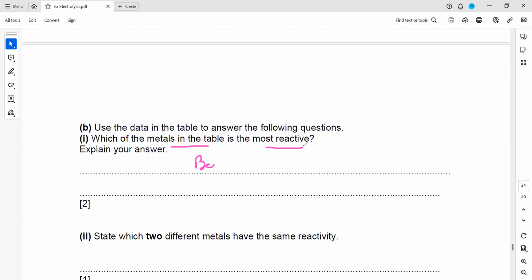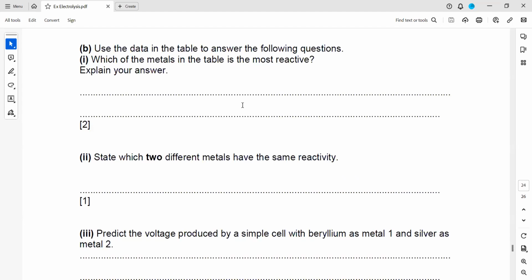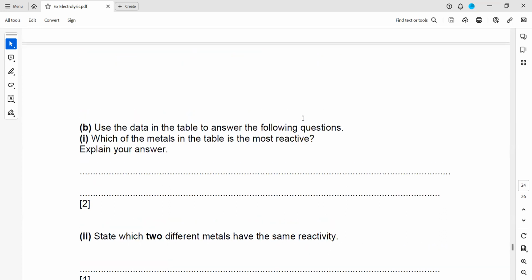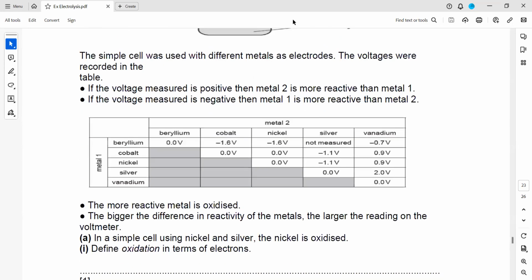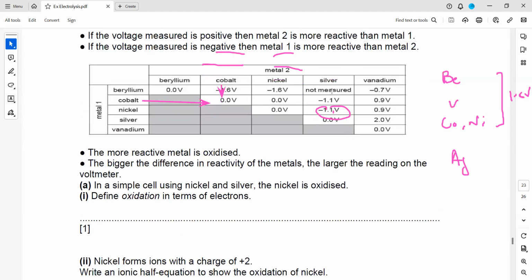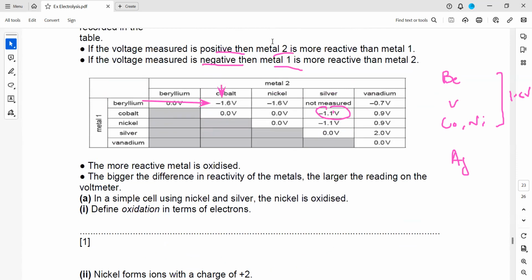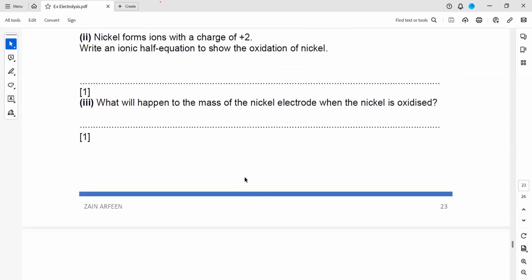Like when it is used as metal 1, it produces a negative voltage. Then state which two different metals have the same reactivity. As you can see, when we did this, which two metals appear to have the same reactivity? Because the voltage produced by the nickel and the voltage produced by the cobalt is the same with beryllium. So it means the reactivity of cobalt and nickel is the same because they are producing the same voltage with beryllium.